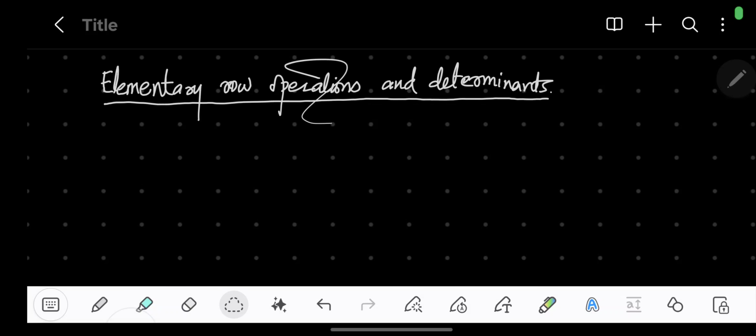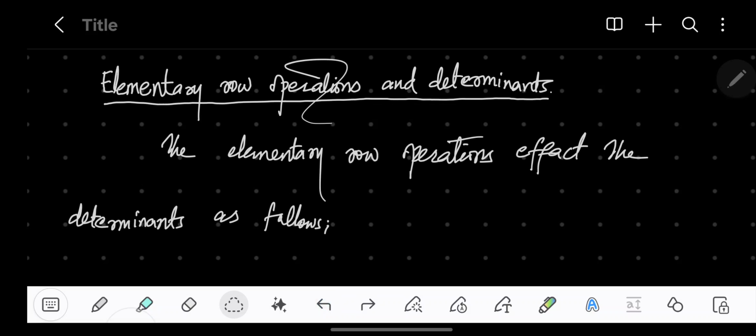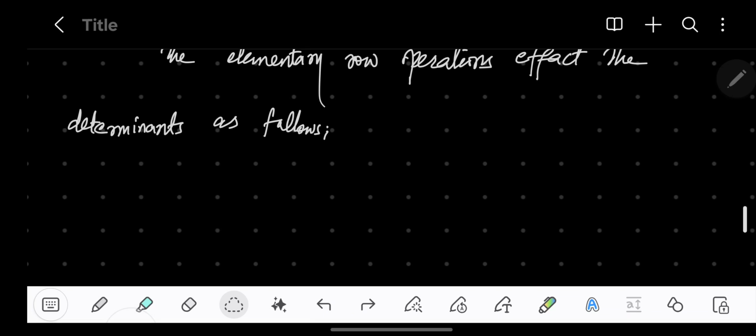Now, let's look at the elementary row operations and the determinants. In this video, we will talk about the effect of the elementary row operations on the determinants. The elementary row operations have the effect on the determinants as follows.